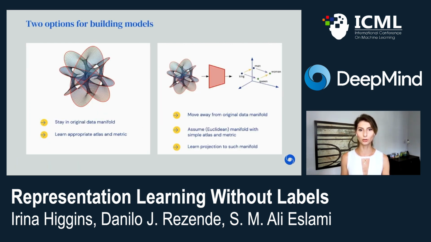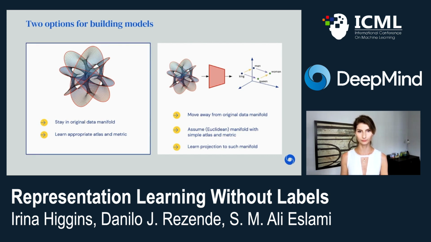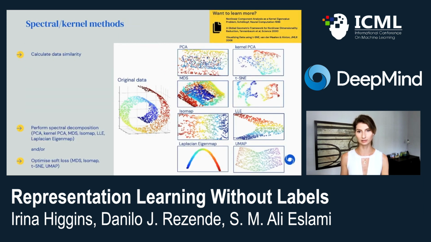This leads to two options when it comes to building models. We either stay on the original data manifold and try to learn its metric, or instead we try to learn a projection to a Euclidean manifold where the metric is simple. As you may imagine, staying in the original manifold is hard.